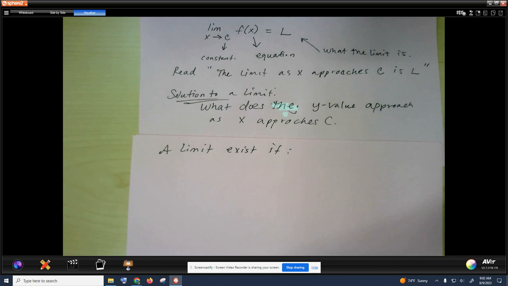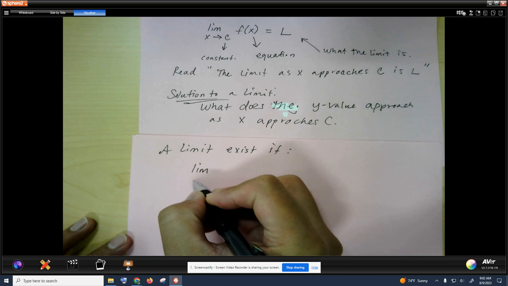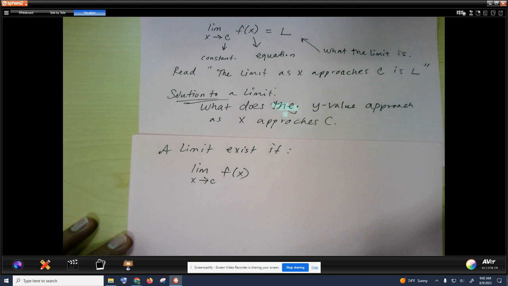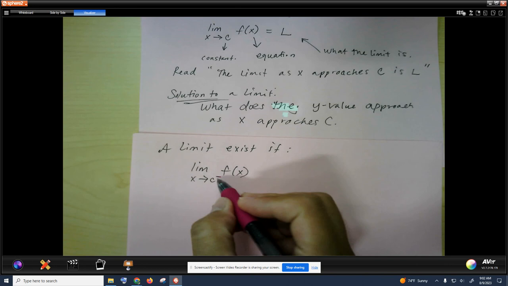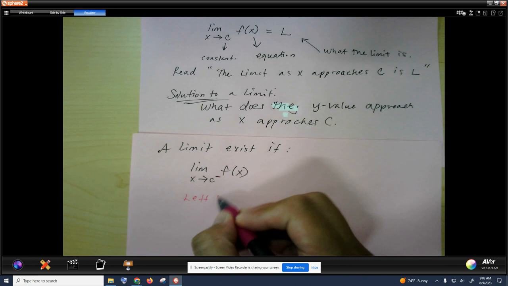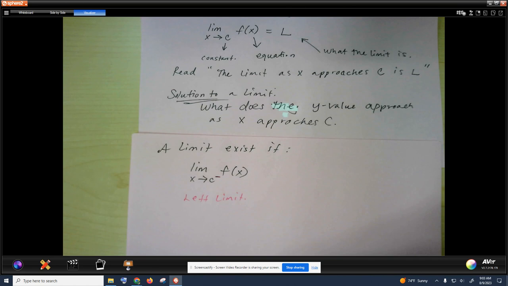Okay, so a couple more notations. A limit exists if two things happen. First, you need to check your limit as x approaches some constant c of some function, and you have to check your limit coming from the left. When there's a little minus up there, this is the left limit. And it has to equal something.